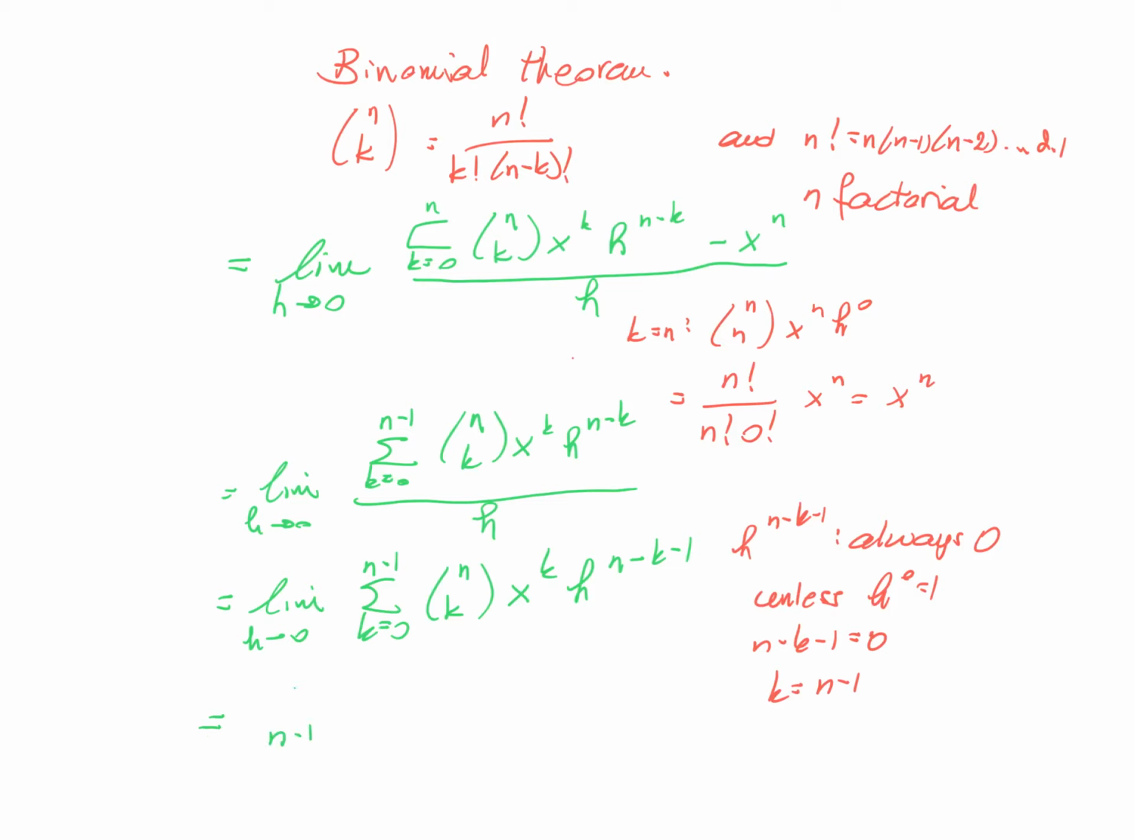So it's n minus 1 out of n times x to the power n minus 1. This is then n factorial over n minus 1 factorial times 1 factorial times x to the power n minus 1, which is, if you write it out, just n times x to the power n minus 1.